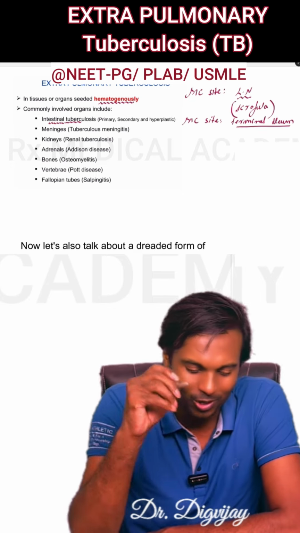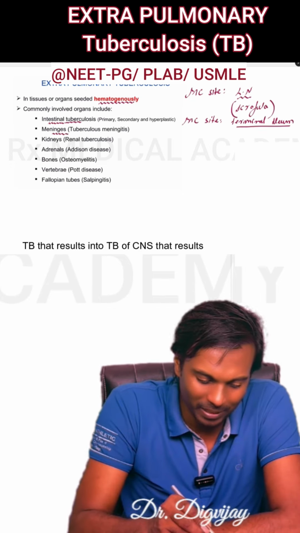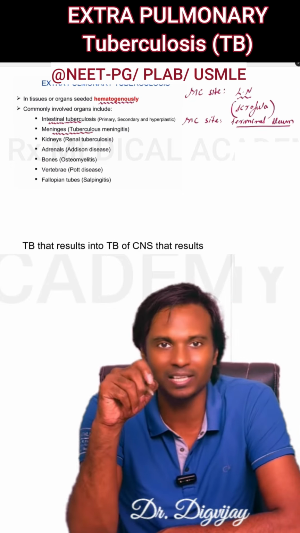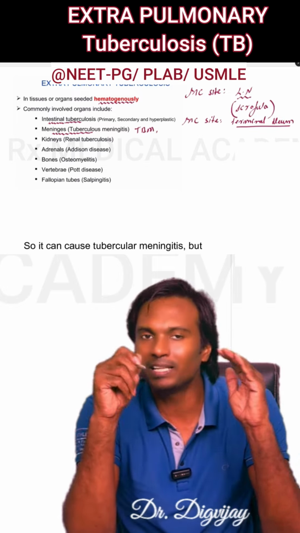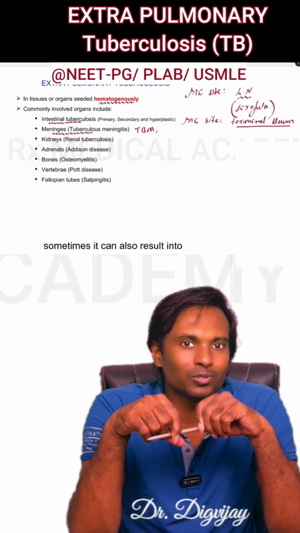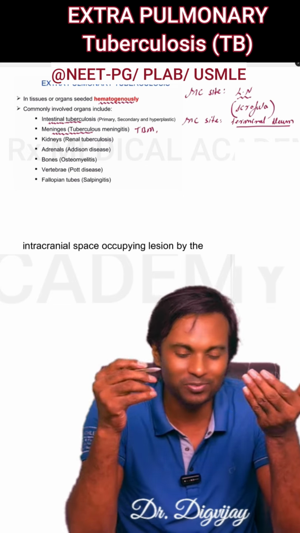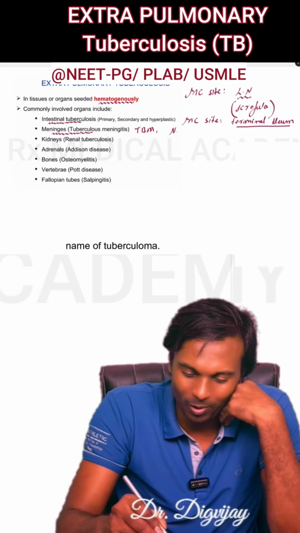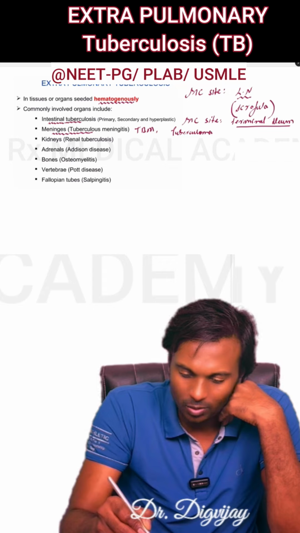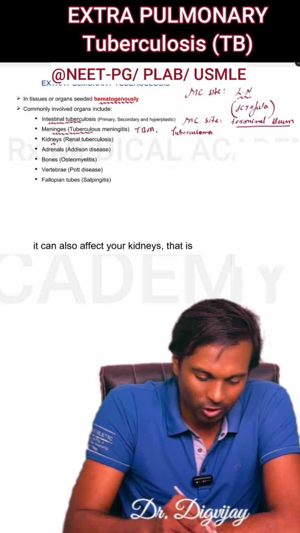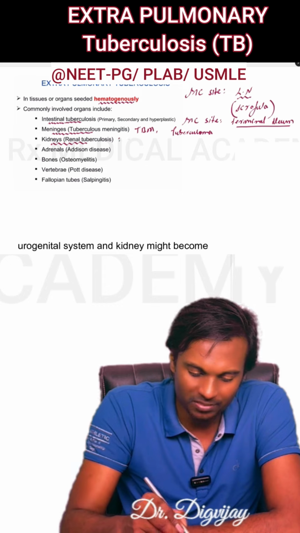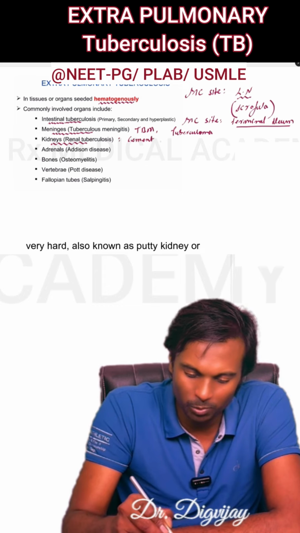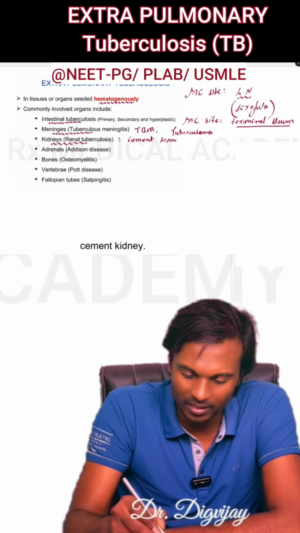Now let's also talk about a dreaded form of TB that results into TB of CNS, that results into tubercular meningitis. So it can cause tubercular meningitis, but sometimes it can also result into intracranial space occupying lesion by the name of tuberculoma. Now it can also affect your kidneys, that is urogenital system, and kidney might become very hard, also known as putty kidney or cement kidney.